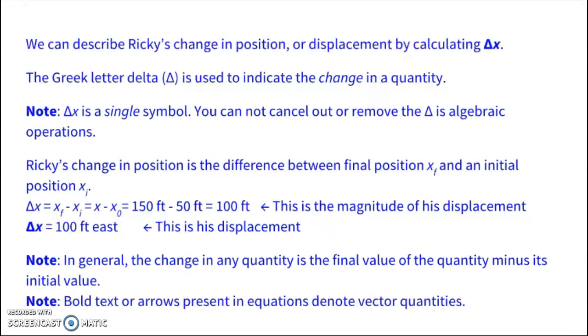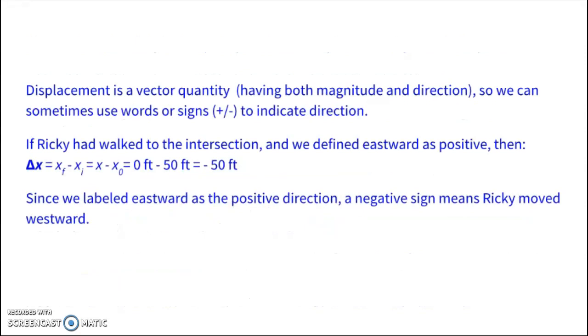Also note, if you see here, sometimes I refer to delta x in bold. A lot of times in text, if you look at your textbook, if we're dealing with a vector quantity, it's going to be in bold print. Otherwise, there'll be a little bit of an arrow on top of that symbol, meaning that it's a vector quantity. Just an FYI, we can use this negative sign to indicate direction. So if we had walked to the intersection from where he is now, he would walk a negative 50 feet, or 50 feet westward.